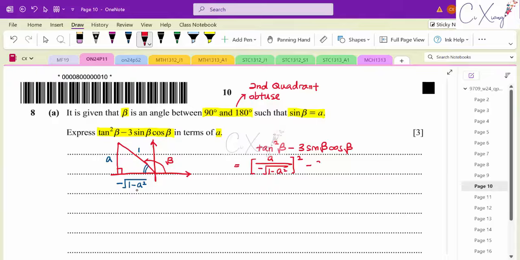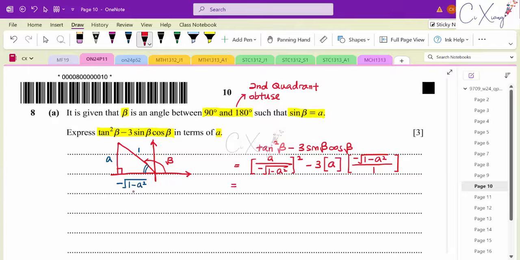Then minus 3 sine beta, we will get a, it is given in the question directly. And then what is the value for cos beta? For cos beta, it is the adjacent length, which is this one, negative square root of 1 minus a squared, divided by the hypotenuse, which is 1.